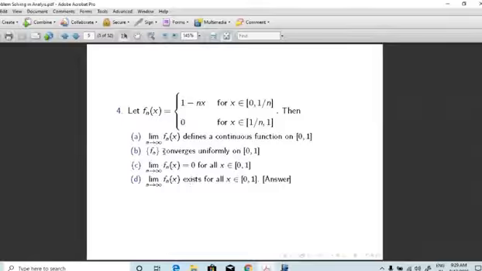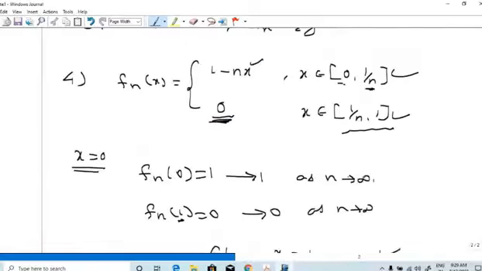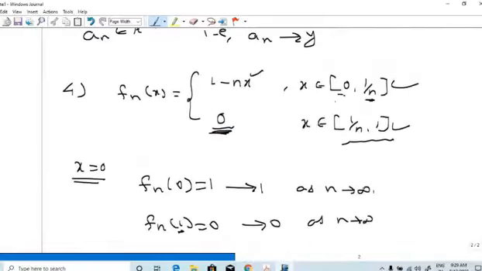Again, fn of x converges uniformly on this interval? Again, this is not uniform. Why? Because each fn is a continuous function. Why is it continuous? For this interval, this is a straight line, a linear equation, therefore it is continuous. For this interval, this is the 0 function, a constant function, therefore continuous. By the pasting lemma, each piece is a continuous function.